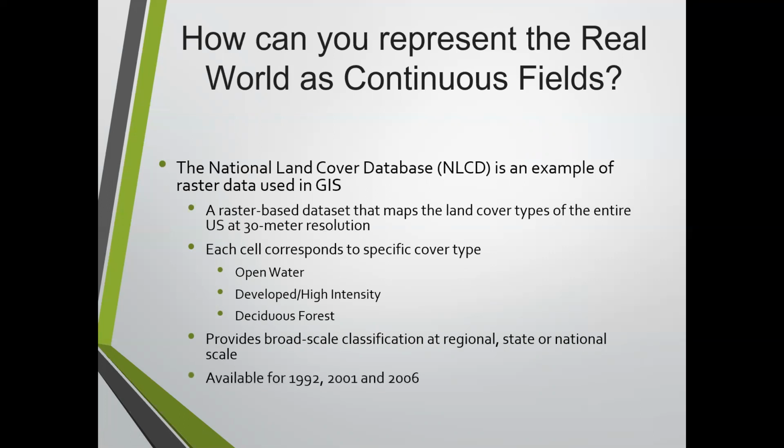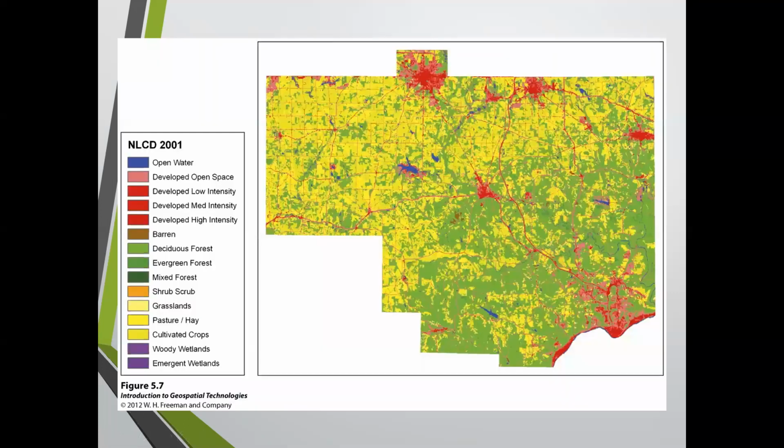And these have been available since 1992, when they started. And then they update it periodically, 2001, 2006. I think your book talks about there being a 2011. They probably have a new update to it. He has a web page. I haven't checked it out. You guys might want to check it out. It's kind of neat. But this is showing you actually a 2001 data set, and this happens to be from Columbiana County in Ohio. So this is an Ohio County data set.